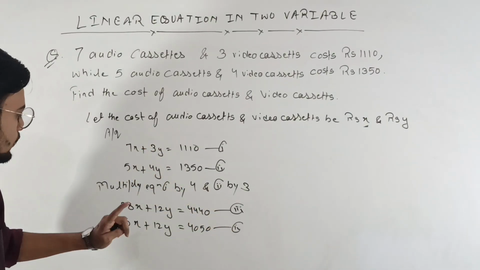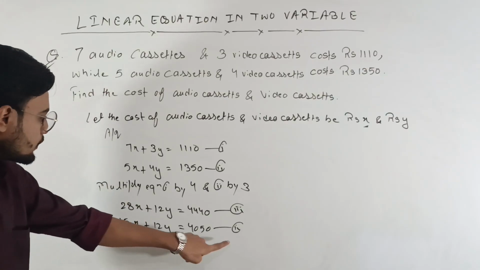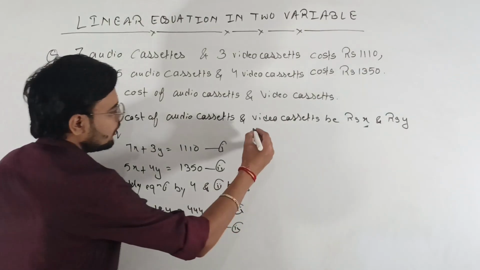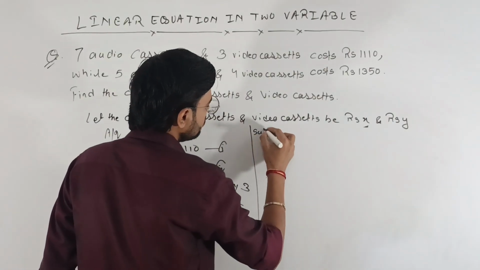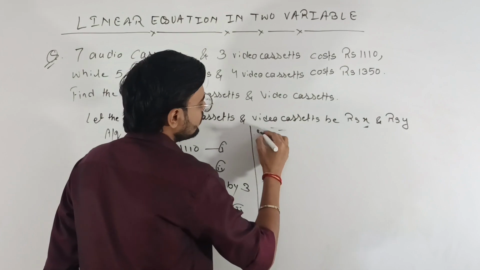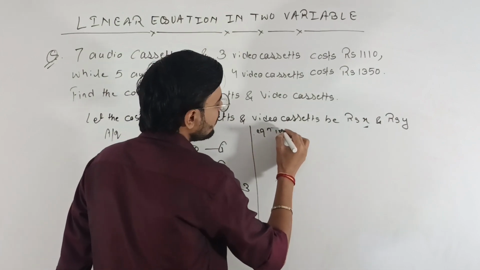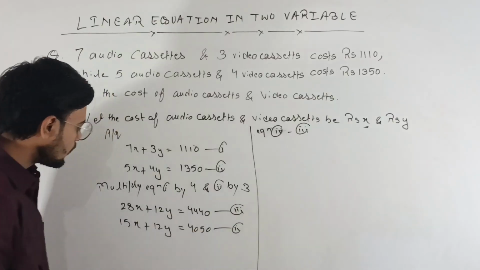We have to cancel y. So this is plus 12y, this is also plus 12y. Then we have to subtract equation 4 from third. Now what do we do? Okay. Equation 4 minus equation 3.